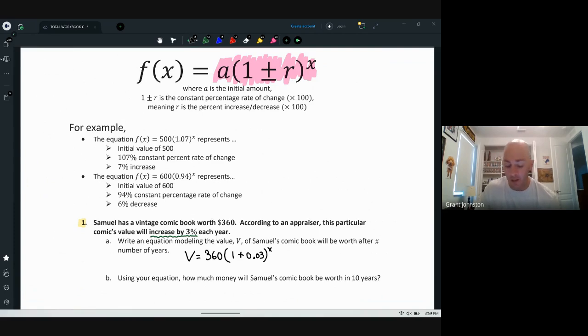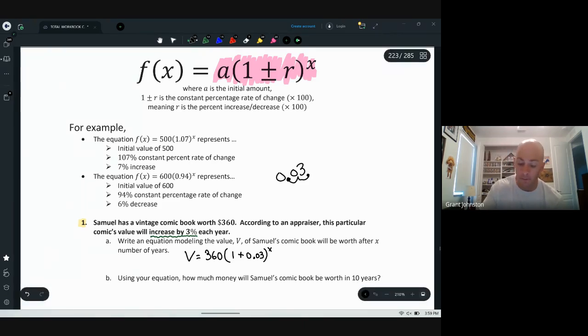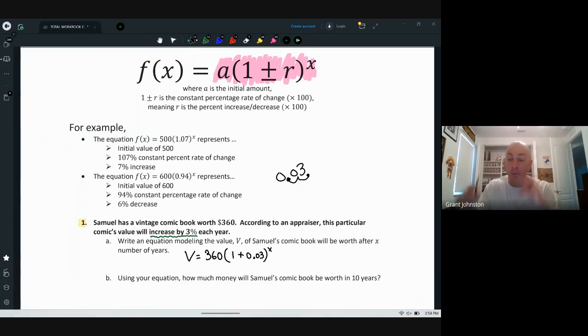And if you don't remember how to change a percent to a decimal, if I have 3%, all I got to do is take that decimal and move it to the left twice. So then you get 0.03. That's how you convert a percent to a decimal. Just move the decimal over twice, or you can divide it by 100.